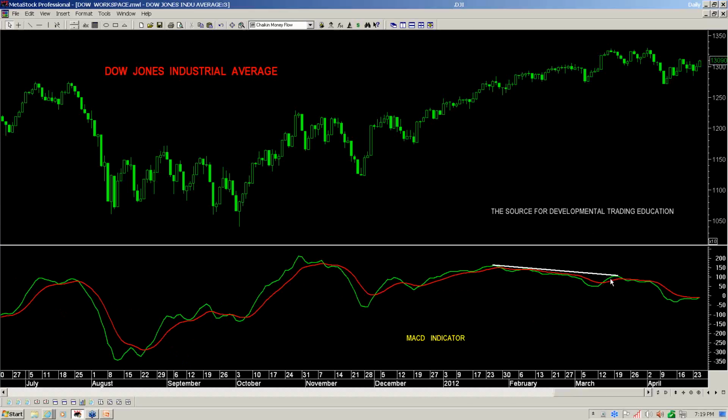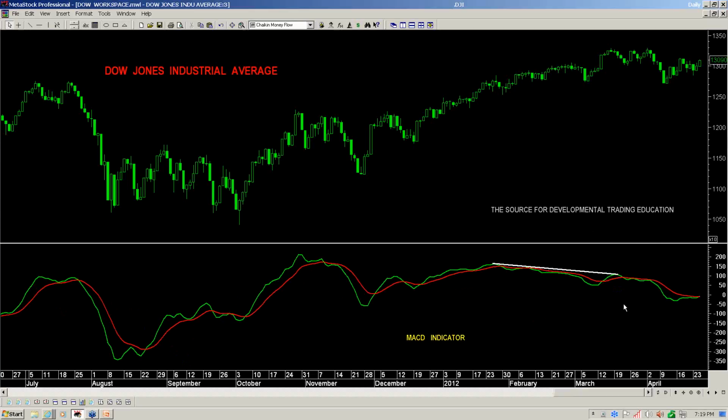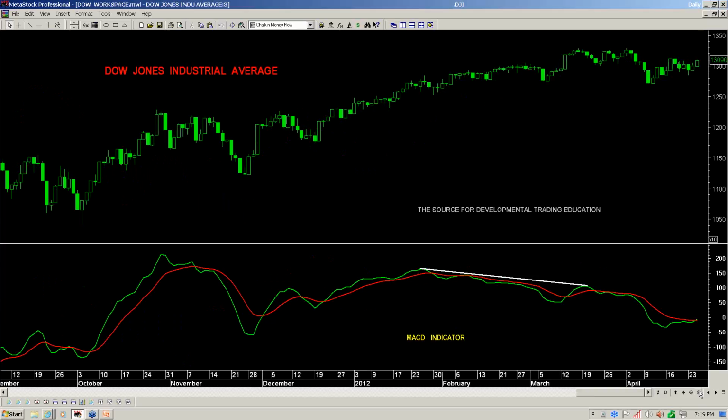Here on the MACD, our trend following indicator, we had a long-term negative divergence here. The cross was way back here and more downward momentum before prices sold off.